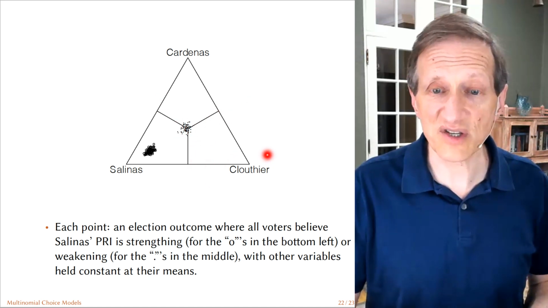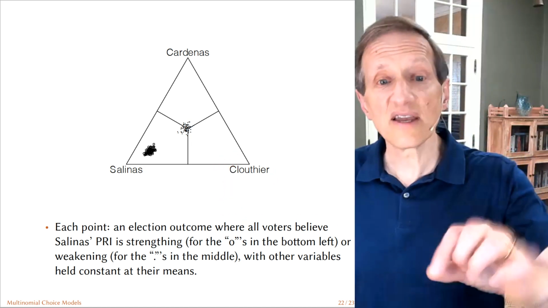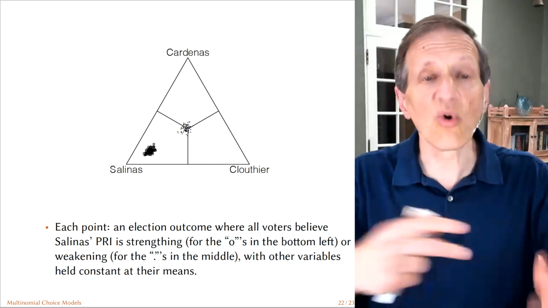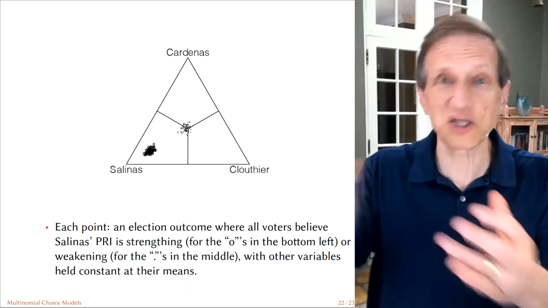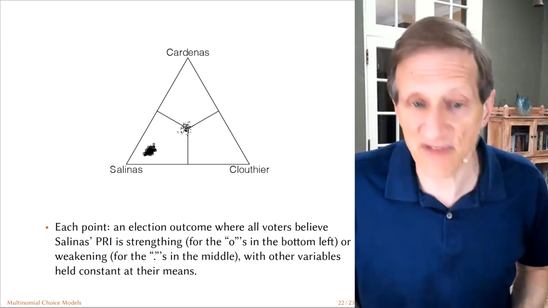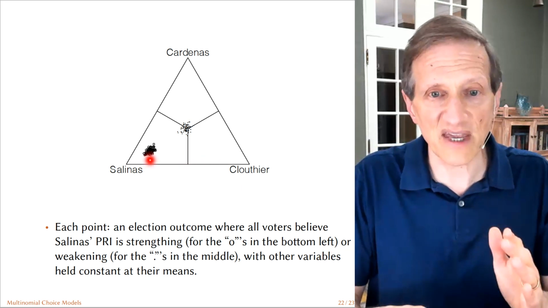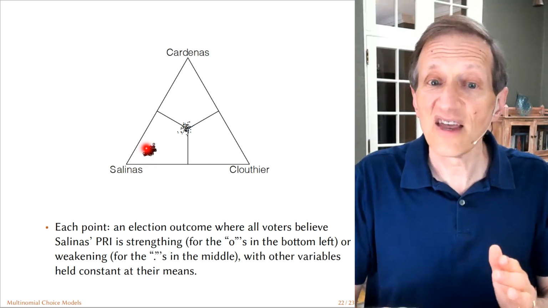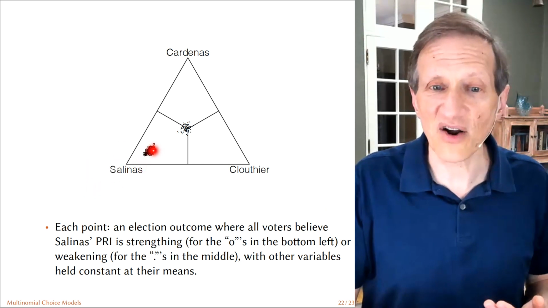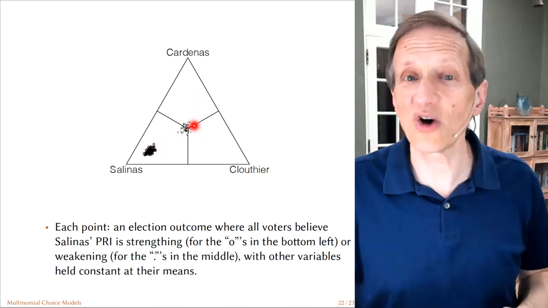If you're in this region, this candidate wins a plurality of the vote. Each point is a simulation of an election outcome, where all the voters believe, according to our flipping the explanatory variables, that the PRI is strengthening. So it's a counterfactual because everybody didn't believe that. But if we flipped everybody to believing it, then they wound up here. If the PRI, the ruling party, was strengthening, then they all voted here. If they thought that the PRI was weakening, then it was pretty much a toss-up, okay?